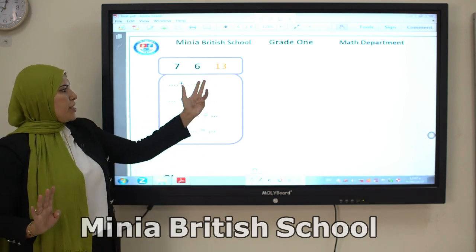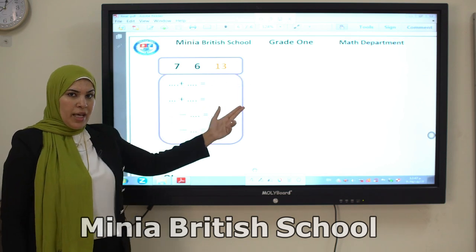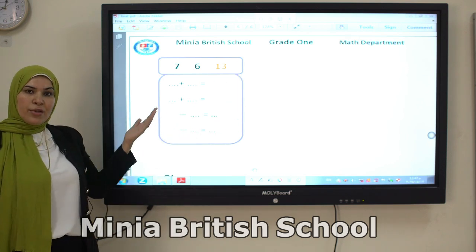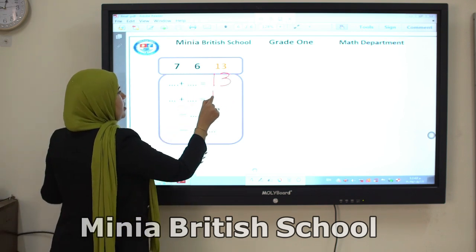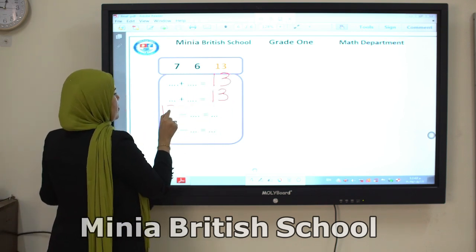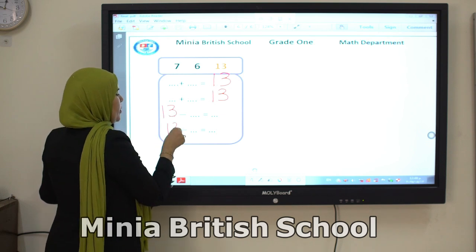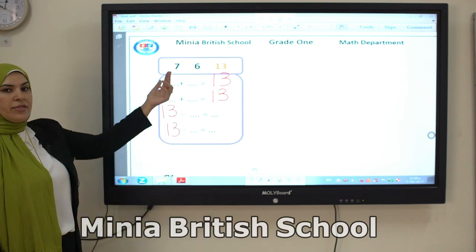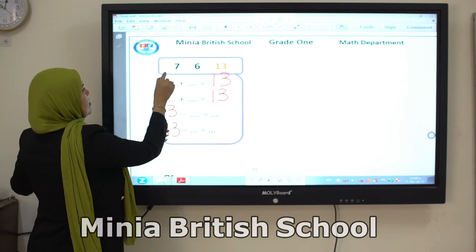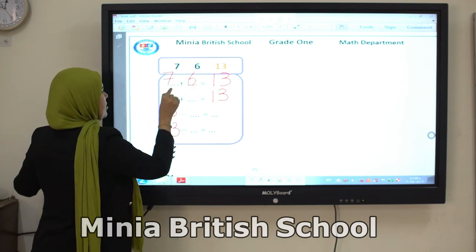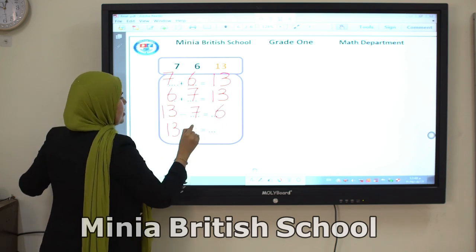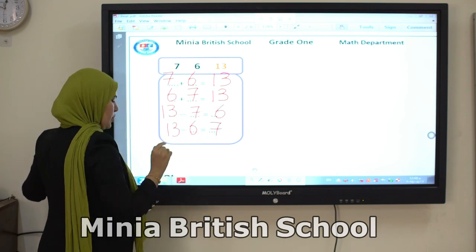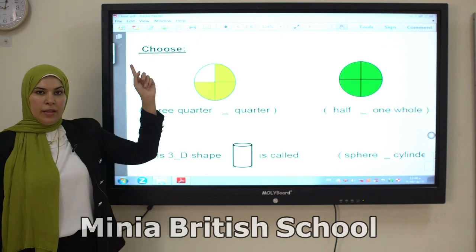Okay, if the sign is plus, write the bigger number at the answer. If the sign is minus, start with the bigger. So here, write 13, 13. Okay, and here, start with the bigger because the sign is minus. And here, let's write the numbers and make switch. 7 plus 6, and here 6 plus 7. Okay. Here, read the title.